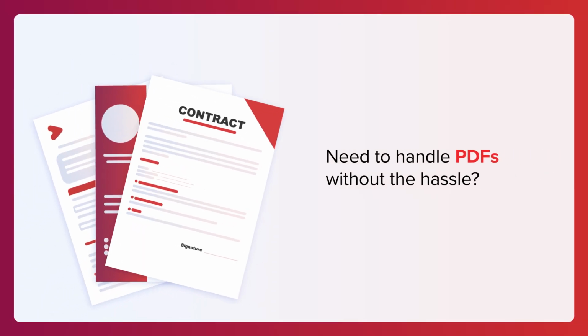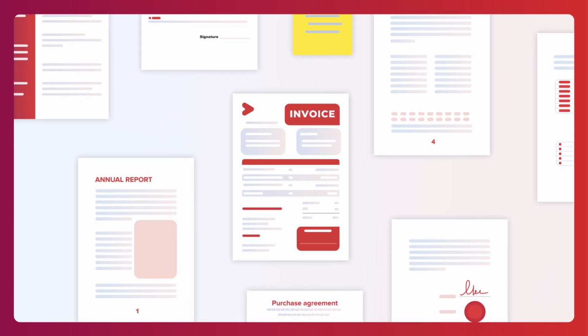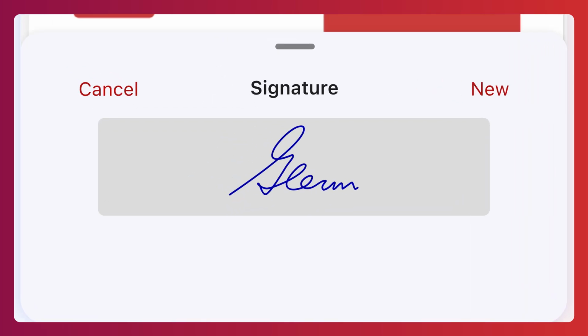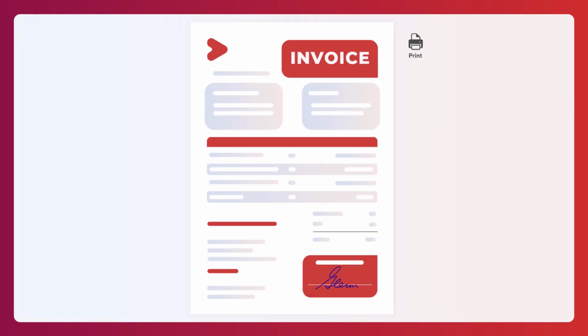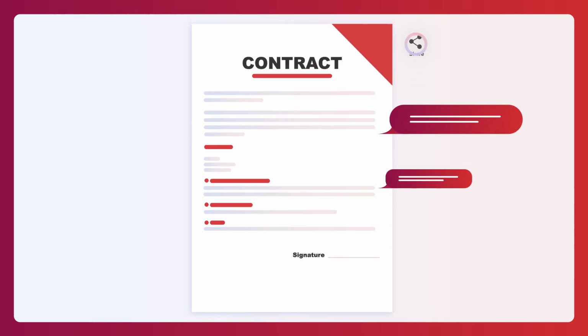Need to handle PDFs without the hassle? MobiOffice PDF lets you work with all kinds of documents, like contracts or invoices, sign with your finger, or print directly from your phone. Open PDFs from email attachments, leave comments and share with ease.